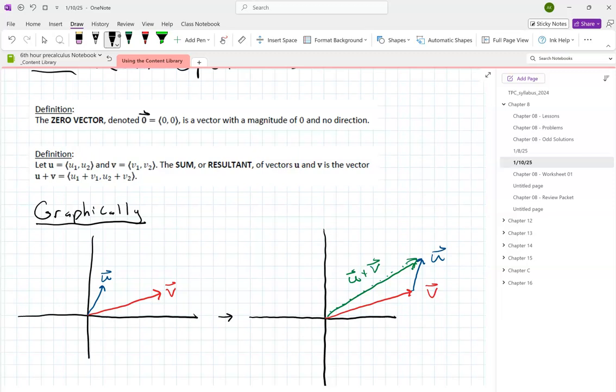Does everybody feel okay with that idea? Should feel pretty straightforward. That should make sense just from looking at the formula. If I add their x's and add the y's, that's essentially taking the end of one vector, starting there, and putting the other vector at that end, right? Of course.